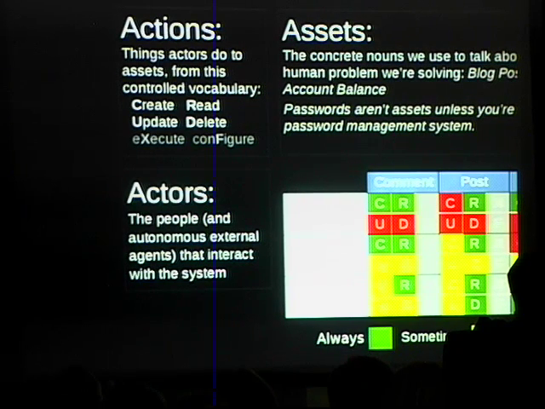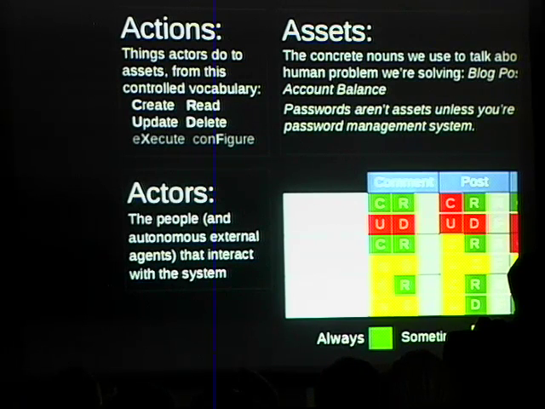So for a Trike model, you start with the requirements layer, right? And we look at requirements by talking about actions, assets, and actors. Actors are most of the time people, but they're also any kind of autonomous agent. They can be other systems in the network that you interact with. They're things that interact with the system in some meaningful way. And assets are the nouns that you talk about in the system. And they're the things that you actually care about, right?